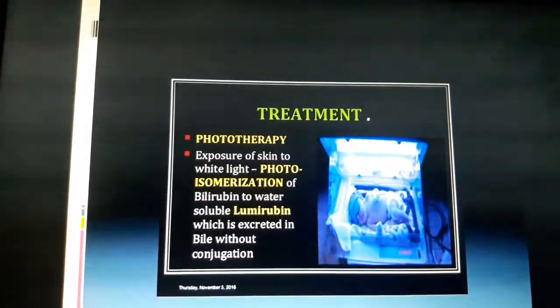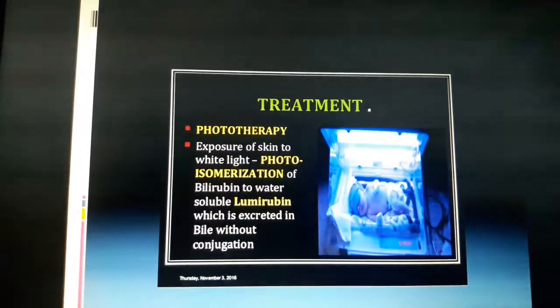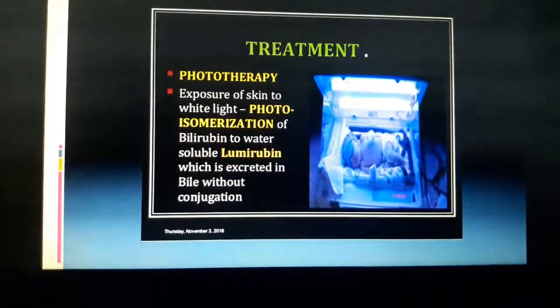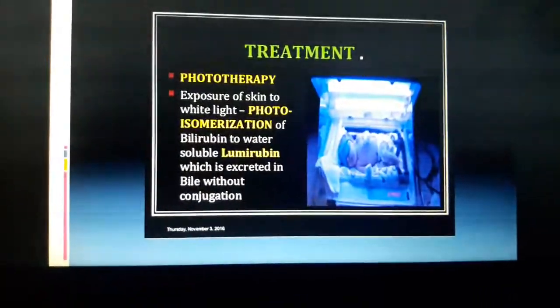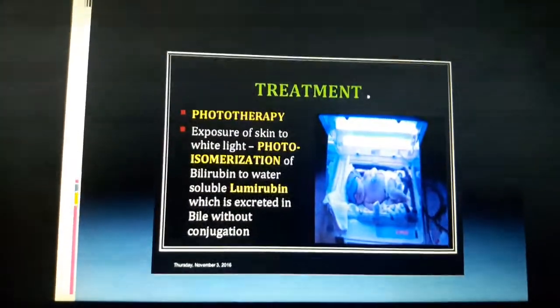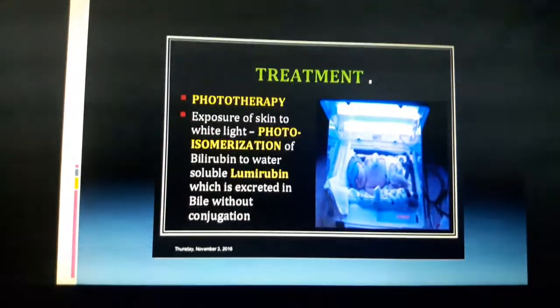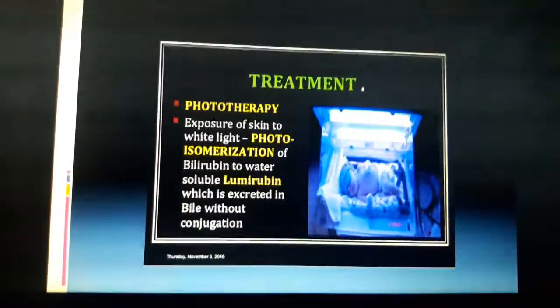Treatment, phototherapy, that is exposure of skin to white light, that is photoisomerization of bilirubin to water-soluble lumirubin, which is excreted in bile without conjugation.